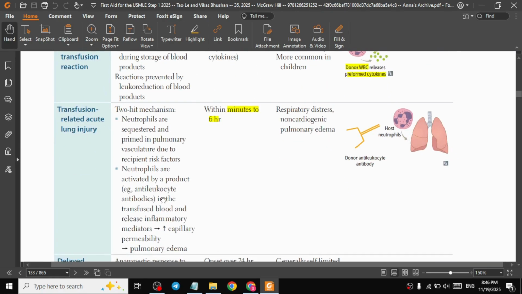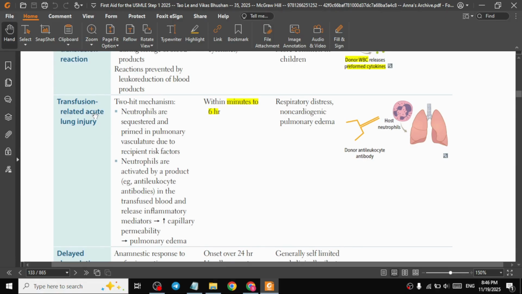Last one is TRALI, okay? Now, there is a difference between TRALI, transfusion-related acute lung injury, versus TACO. TACO is transfusion-associated circulatory overload. I think the mnemonic is slightly different, but basically volume overload, right? So we're going to differentiate between these two, right?